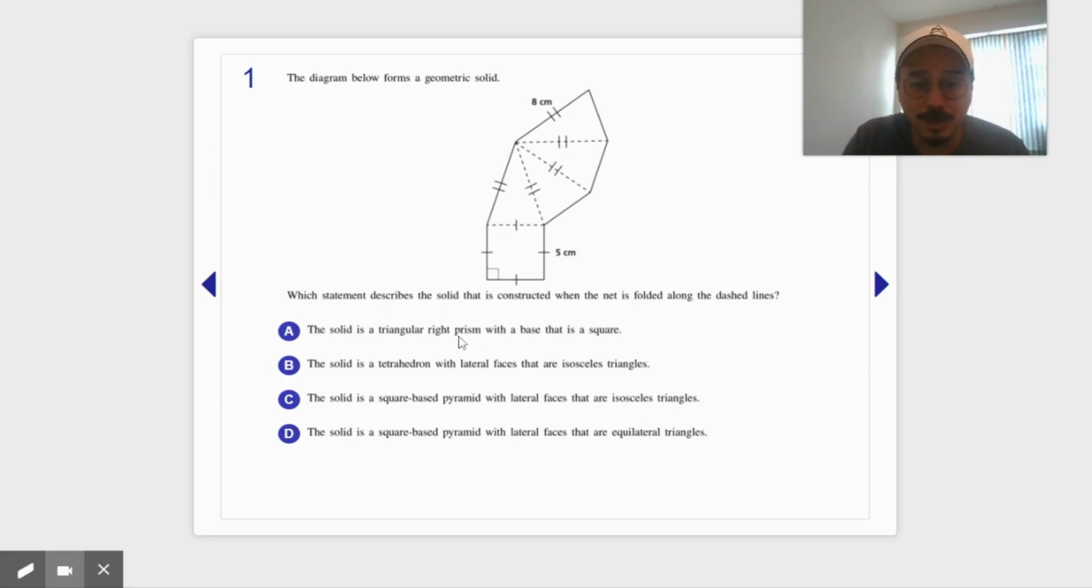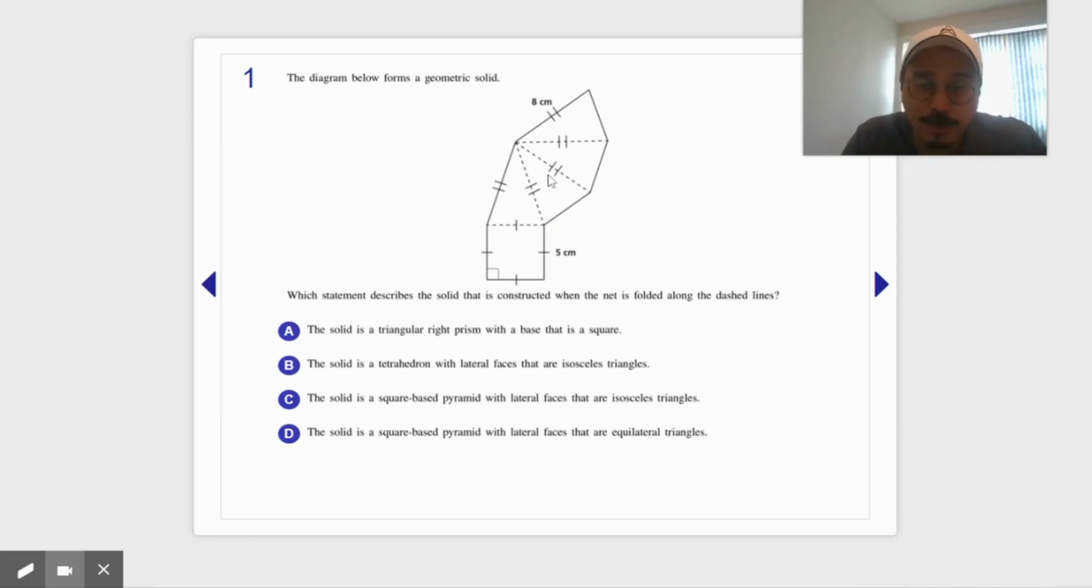Triangular right prism, this is not a prism, right? So don't pick that. Tetrahedron, we didn't talk about the name tetrahedron in class, but we actually talked about this. This is a triangular pyramid. Remember the lesson today when I talked about triangular pyramids? Now, this is not a triangular pyramid nor tetrahedron. So let's see. The solid square base pyramid, that sounds about right.